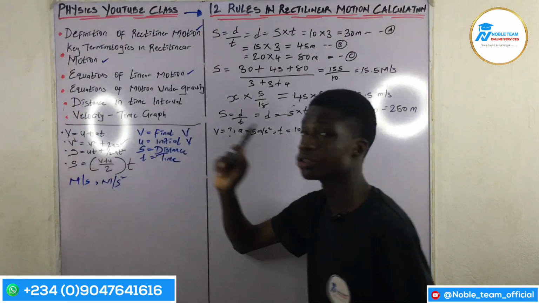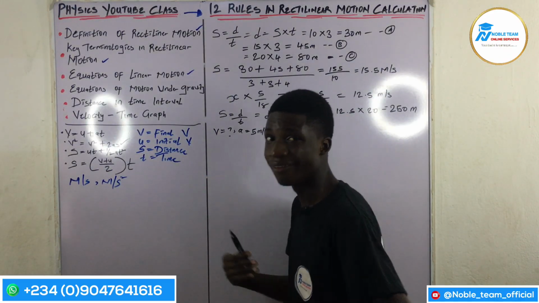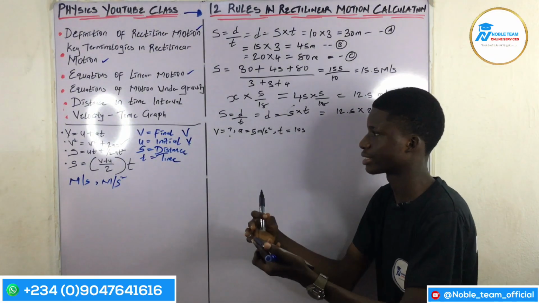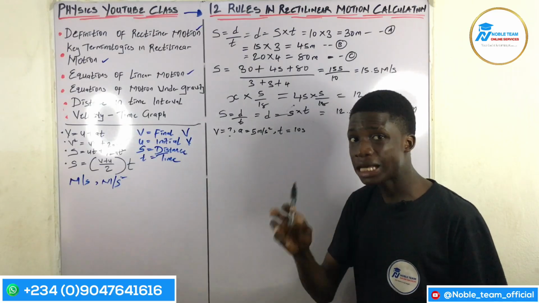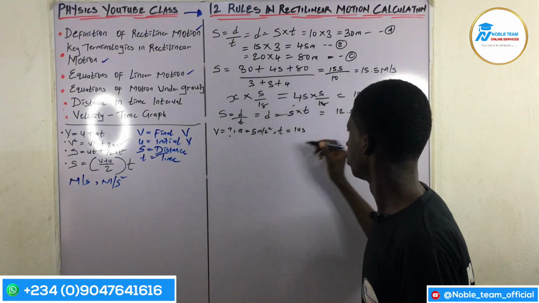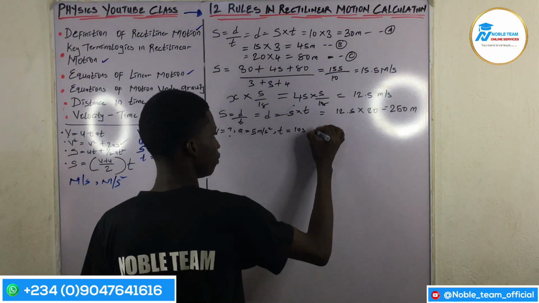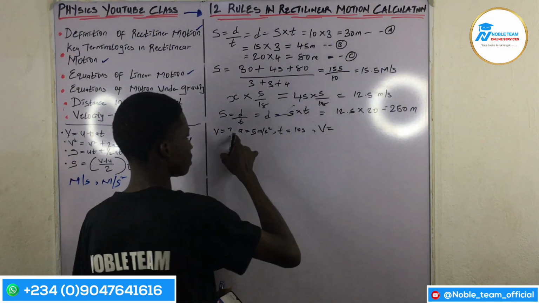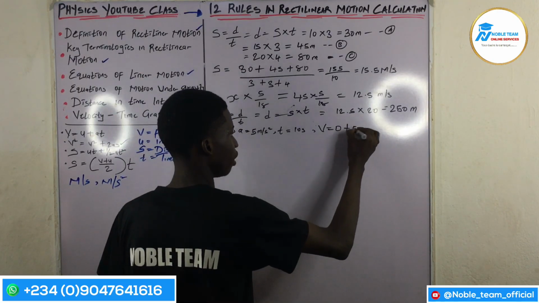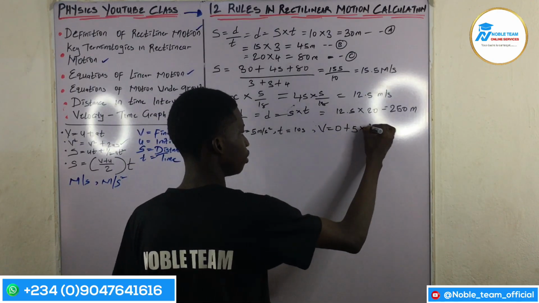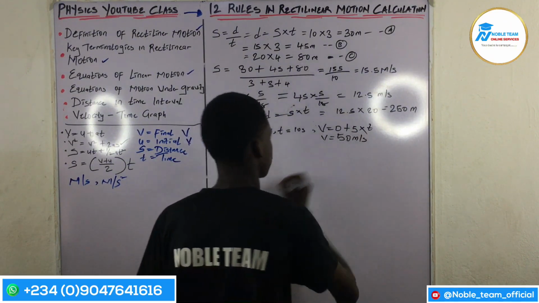Because u is equal to 0, because it is moving from rest. And even if they said brought to rest, it simply means that this is going to be equal to 0. Inculcate that rule into your memory. Now, inputting all this, we have v is equal to u, which is 0, plus a, which is 5, multiplied by t, which is 10. Then we have v is equal to 50 meters per second.